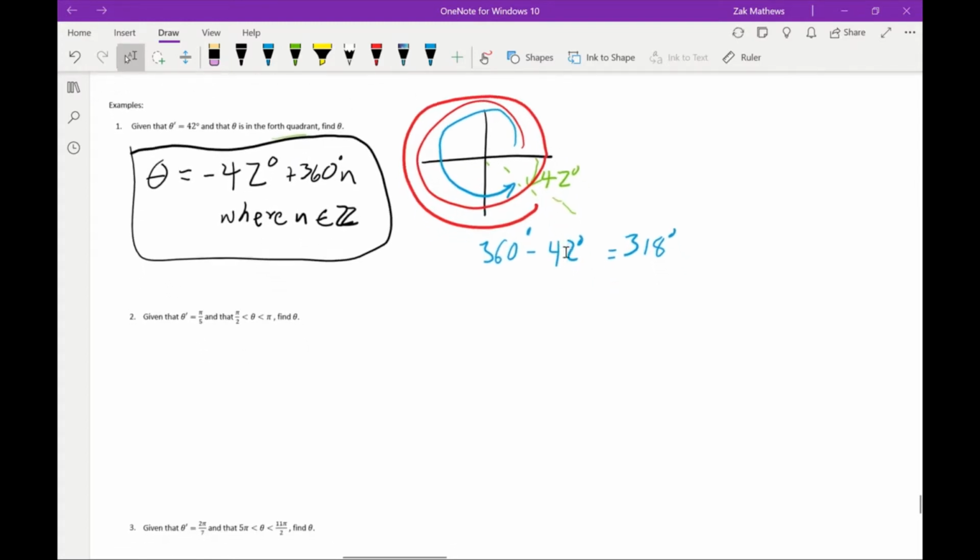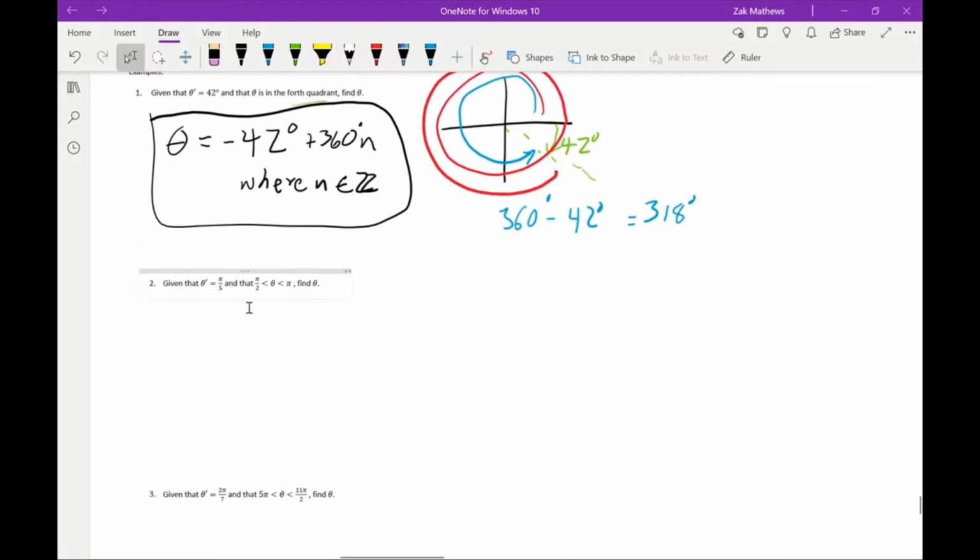So we might also want to force our theta into a given quadrant, and here we have a problem that illustrates that. Given that theta prime, the reference angle, is equal to pi over 5, and that theta is between pi over 2 and pi, find theta.